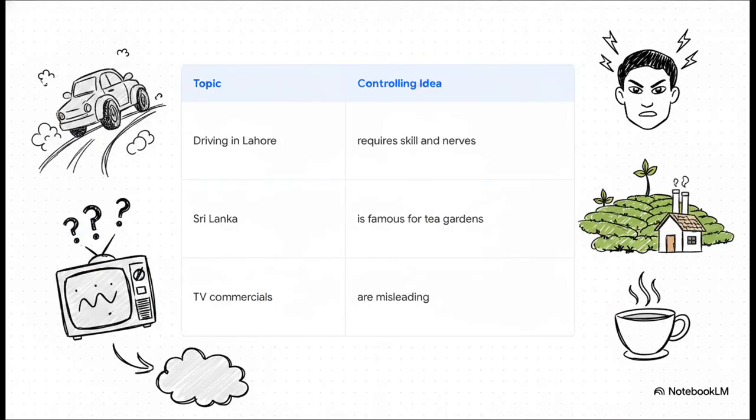This really illustrates the 2 core parts of that foundation. On the left, we're naming the main subject, like driving in Lahore or Sri Lanka. But those are way too broad on their own. Imagine trying to write everything about Sri Lanka in one paragraph. No way. So we use the controlling idea on the right to rein it in. Driving in Lahore requires skill and nerves of steel. Sri Lanka is famous for its tea gardens. That controlling idea tells your reader exactly what specific slice of the topic you're going to focus on.